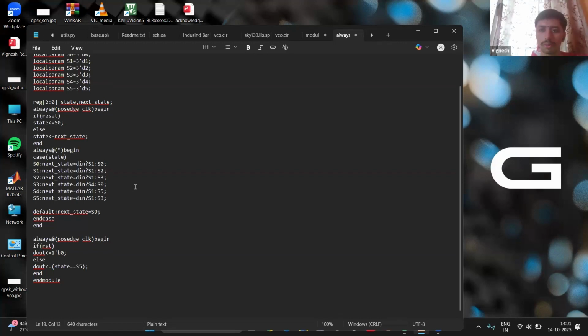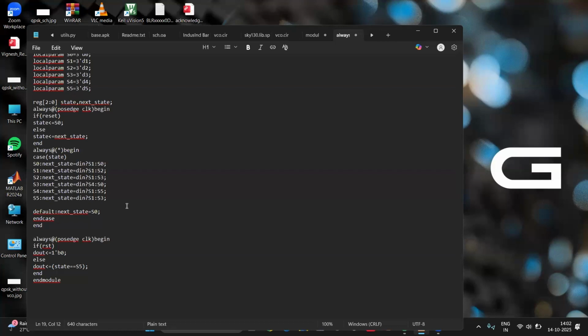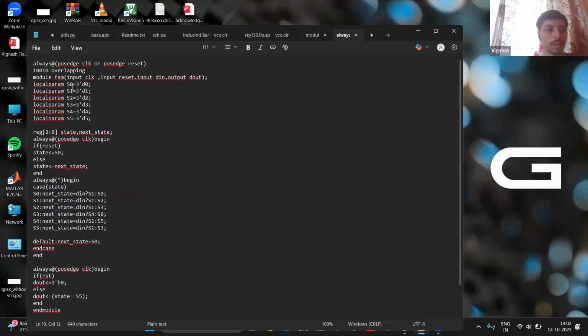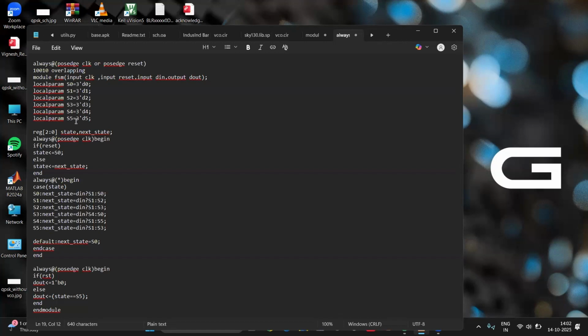Is the code fine or do I have to change something? Can you explain it to me? Yeah. So basically, we are setting parameters S0, S1, S2, S3, S4, and S5. What is the difference between the parameter and localparam? Why have you used the local parameter, not the parameter? For declaring the state machines, we usually declare it with local parameters. But why have we not used the parameter?